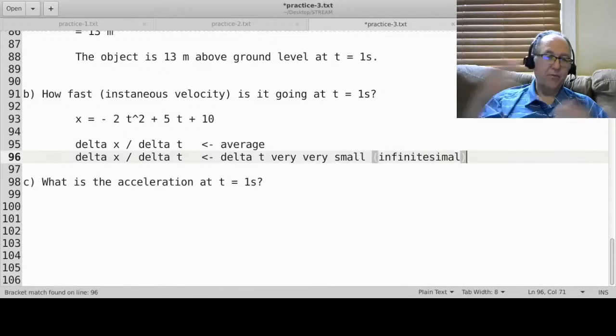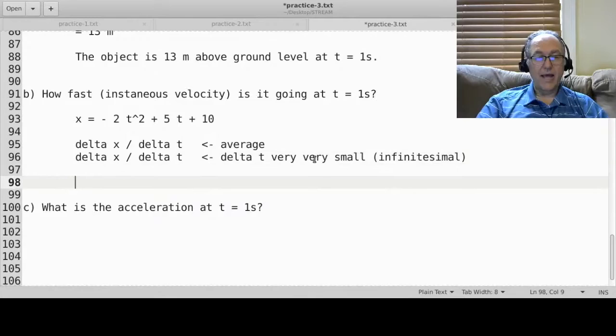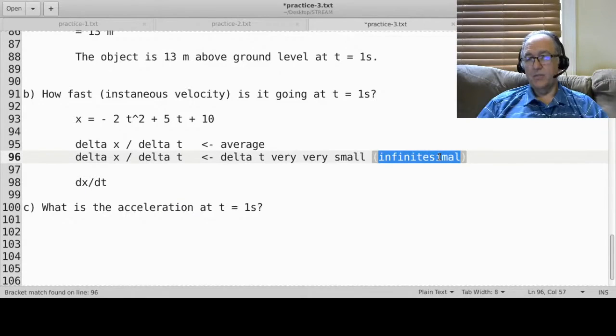Okay, and you say, well, how do I do that? I mean, how do you make delta t very small? Well, basically that is a limit. Okay, and if you take the limit as delta t gets very small, this turns into the derivative, like that. Okay, so basically you have to differentiate the function x. All right, so dx by dt, that is delta x by delta t, with the understanding that you've made delta t infinitesimally small.